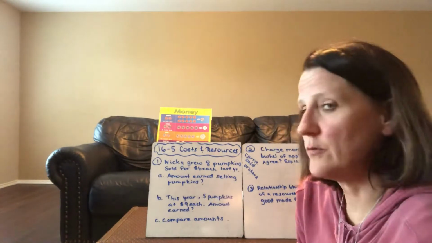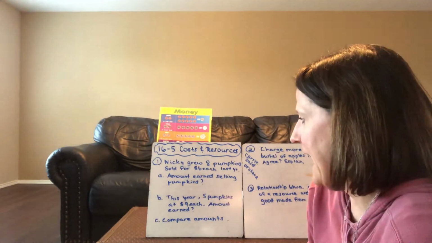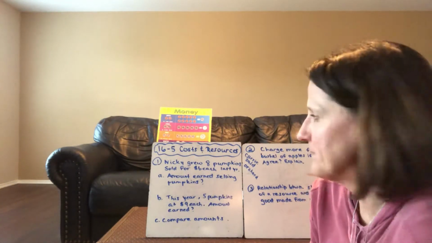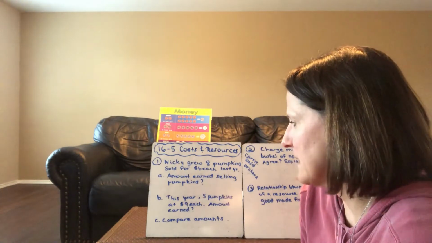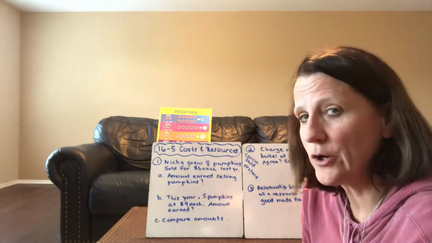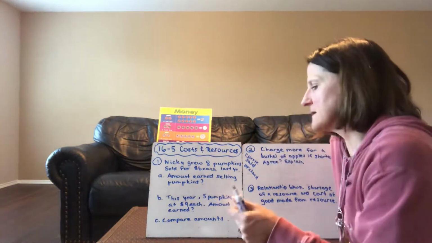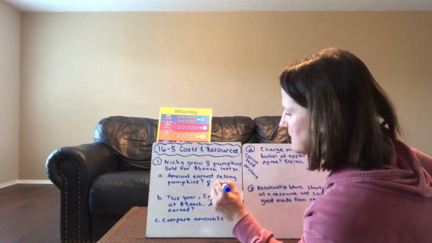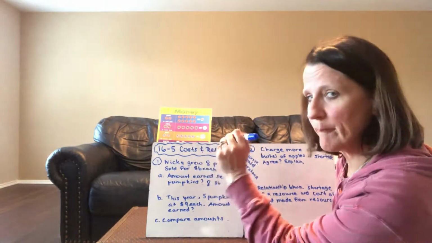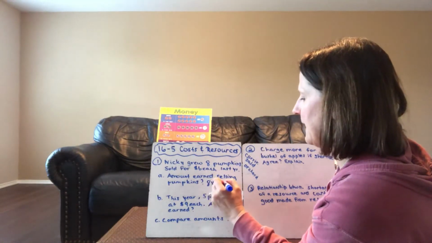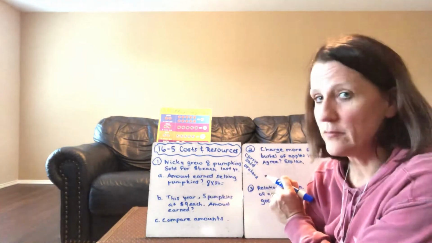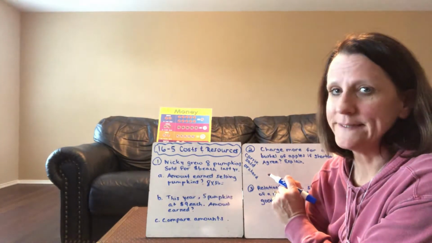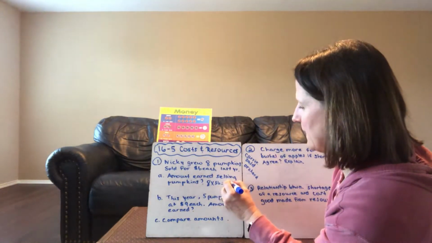It says Nikki grew 8 pumpkins and sold them for $6 each last year. Grew them, painted them, sold them. So the first question is, what is the amount that Nikki earned selling those pumpkins? So you have 8 groups of $6. So I know you guys know we should do what? Yep, we will multiply. And I know you guys are good at your facts. You've been practicing, right? And so 8 times 6 would be what? Yep, 48. Good, $48.